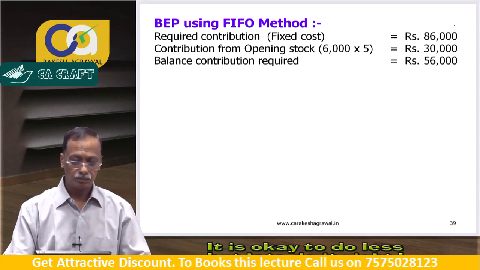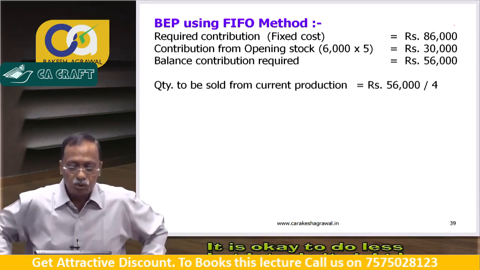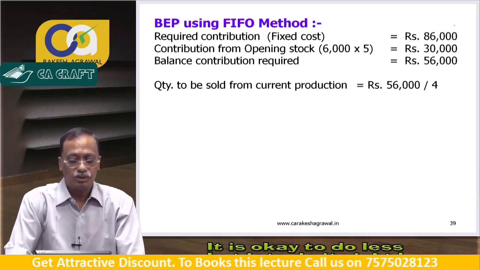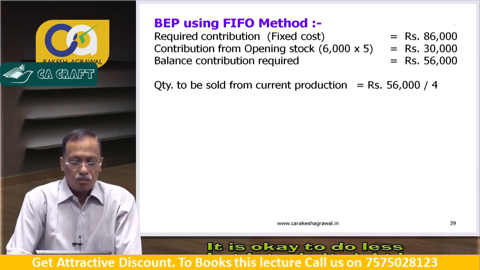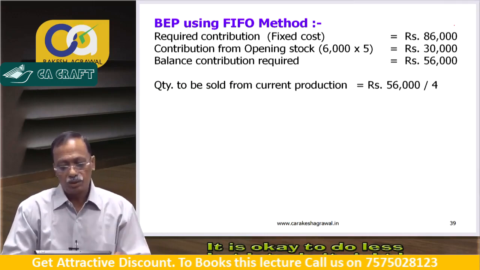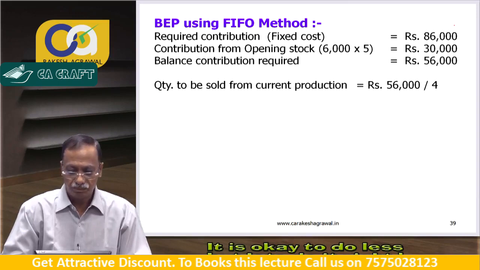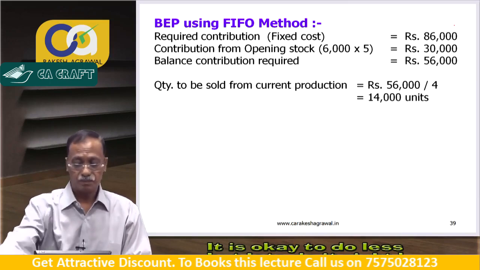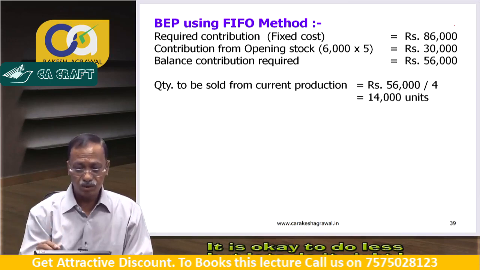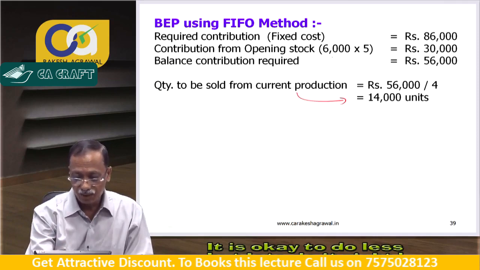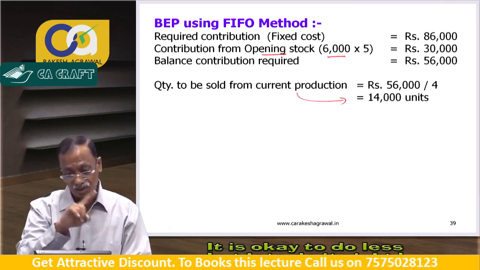Written. Below written, quantity to be sold from current production is equal to 56,000 divided by 4, is equal to 14,000 units. Please remember, answer is not 14,000 units. 14,000 is from current production after selling 6,000 from opening. So it is 6 plus 14.